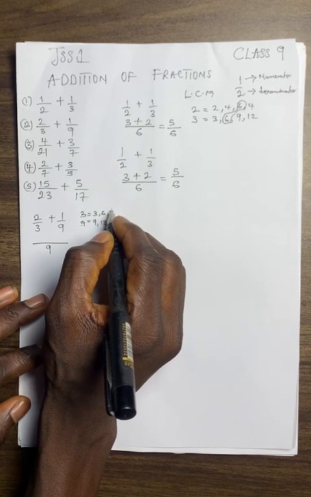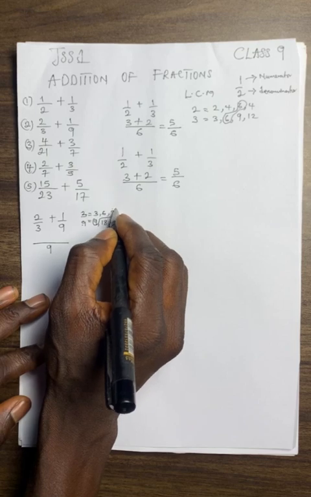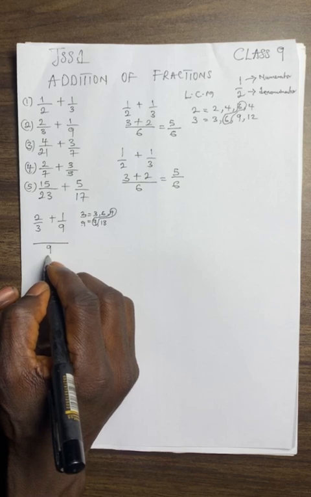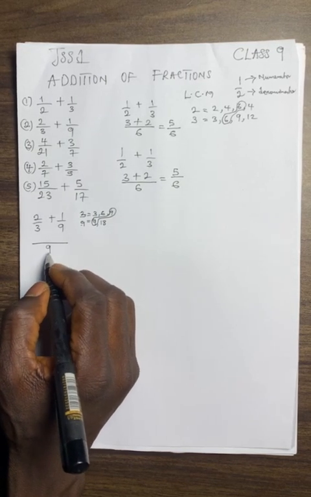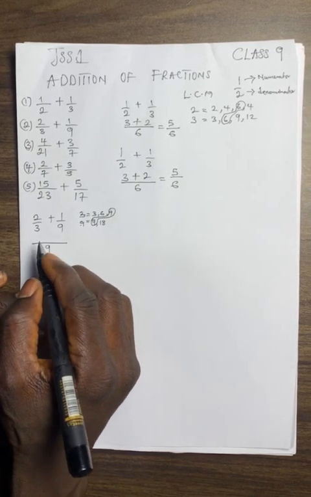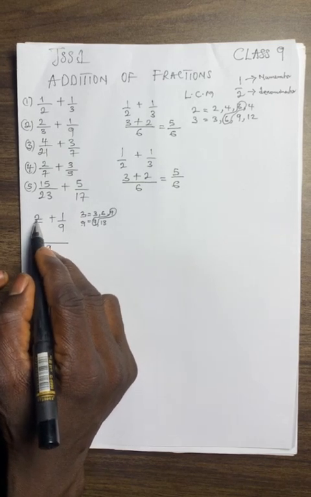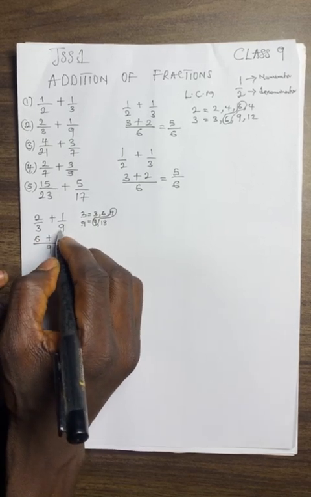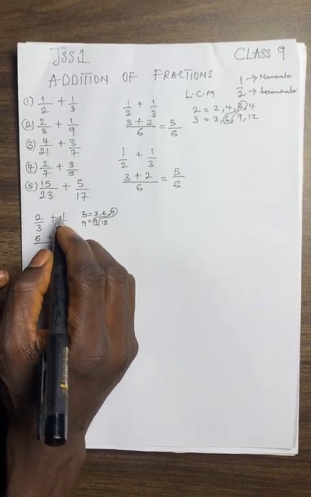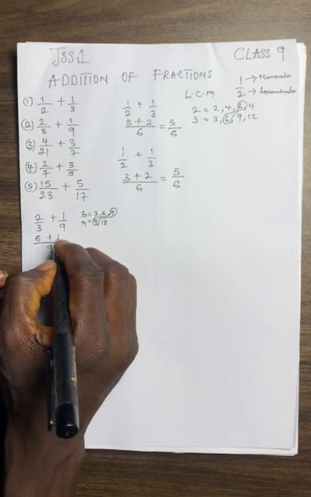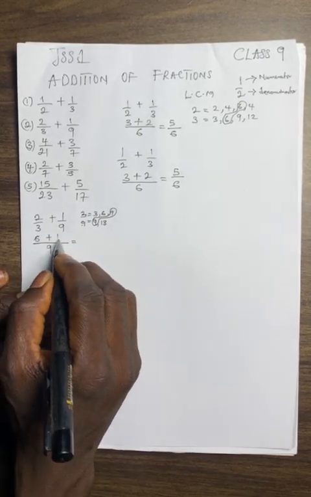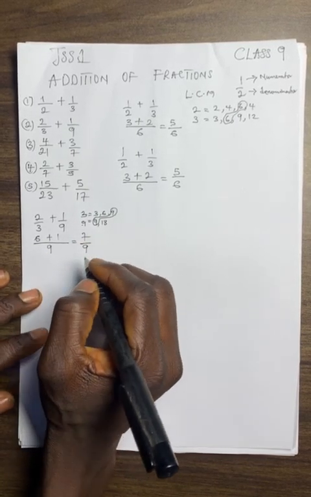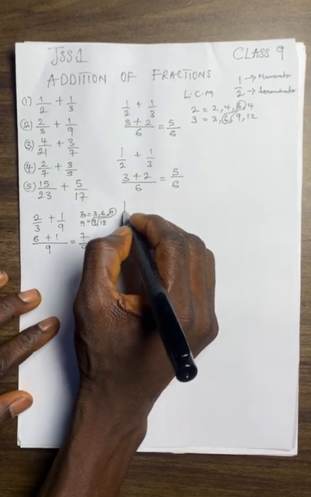So our lowest common factor here is what? 9, because 9 is common to both of them. Then what are we going to do? 9 divided by 3 is what? 3. 3 multiplied by 2 is 6, plus our addition sign. 9 divided by 9 is what? 1. 1 multiplied by 1 is what? 1. Then you add together. 6 plus 1 is 7. Bring down your denominator. We have 7/9.